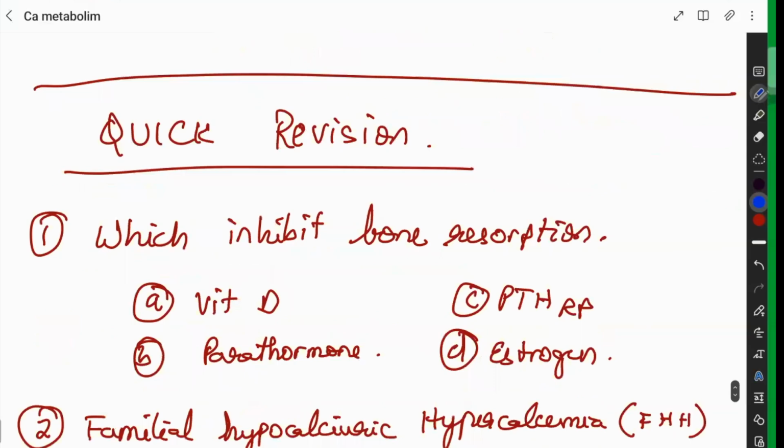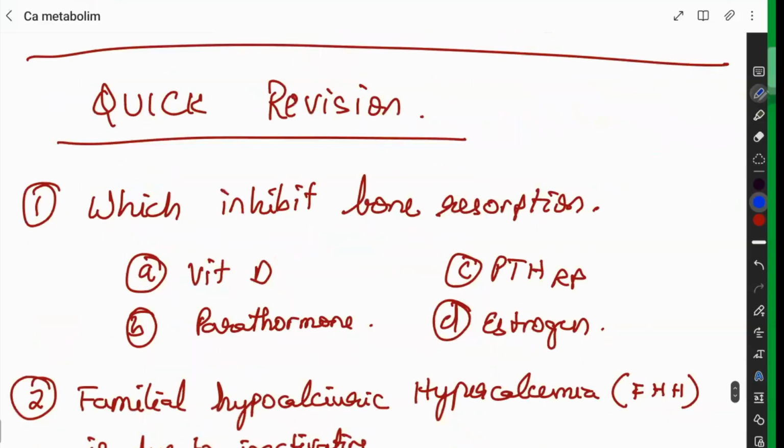and tell the answer to the following question. Which is going to inhibit bone resorption? Among these four: vitamin D, parathormone, parathyroid hormone related peptide, and you also have estrogen with you. Now tell me which of the following is going to cause inhibition of bone resorption.